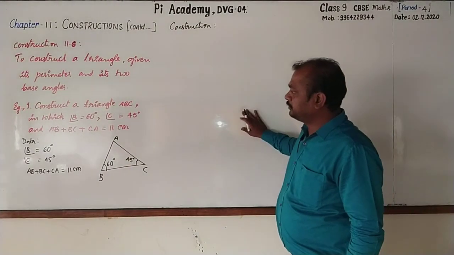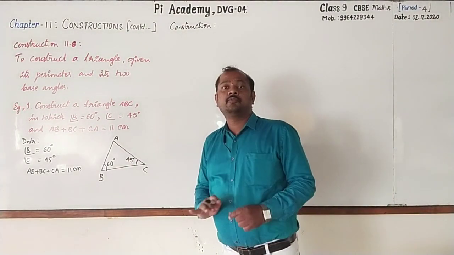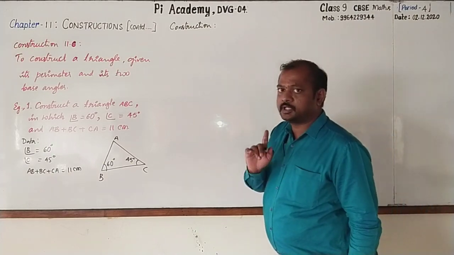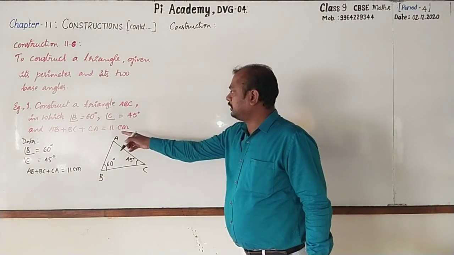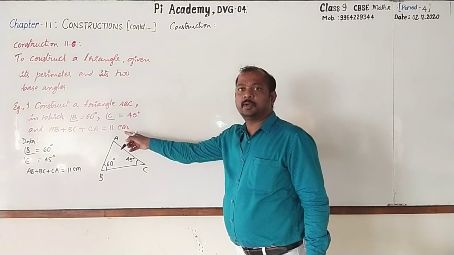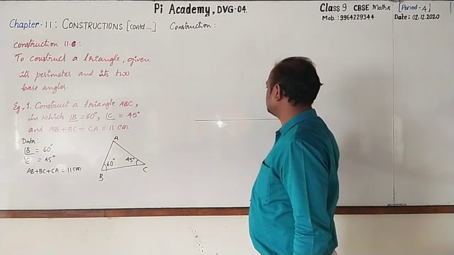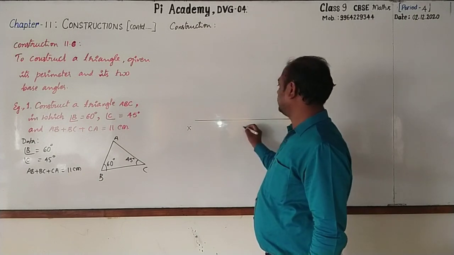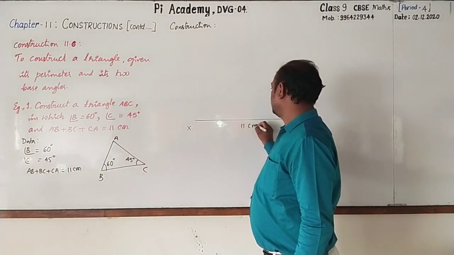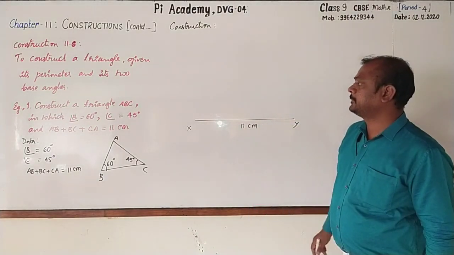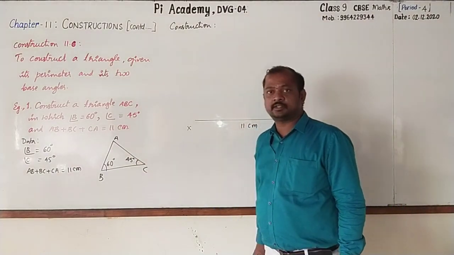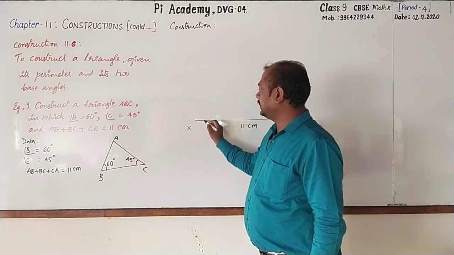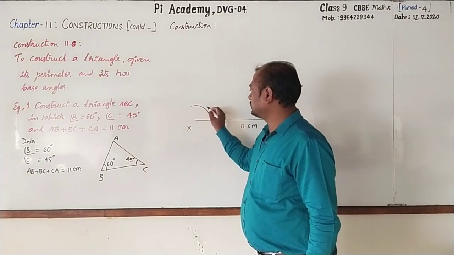Dear students, before going to actual construction, first let me explain you roughly. Observe carefully. Here the perimeter has been given. How much? It is 11 centimeter. Just you go for drawing a line segment of length 11 centimeter. Name this as XY. Next, here base angles are there, 60 degree and 45 degree. Here at X, you will construct 60 degree.